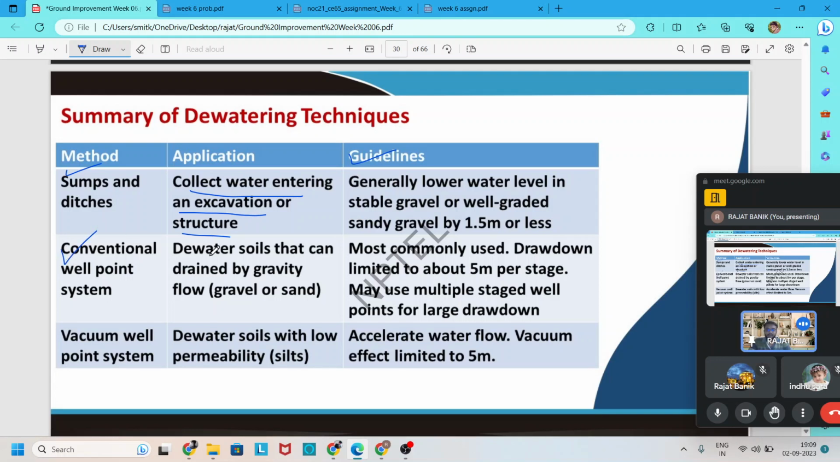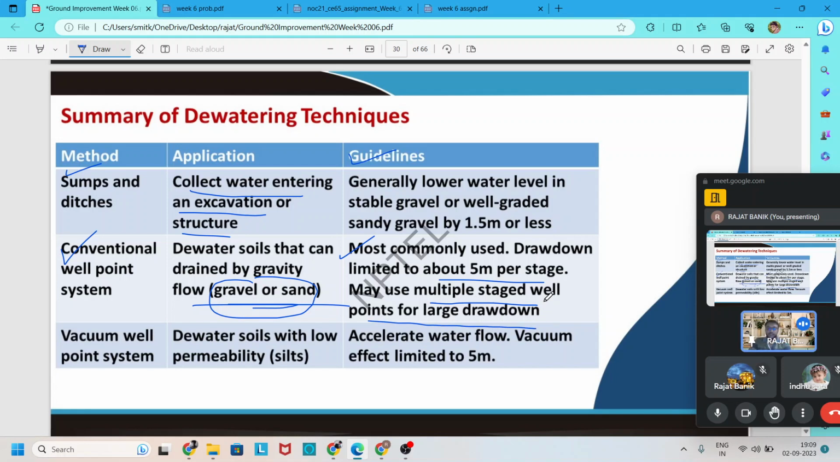Conventional well point dewaters soil that can drain by gravity flow. That means this technique is used due to gravity. Well point techniques are only used for gravel and sand. This conventional well point technique is the most commonly used. Drawdown is limited to up to 5 meter per stage, and multiple stage well points may be used for larger drawdown. Drawdown means lowering the groundwater table.